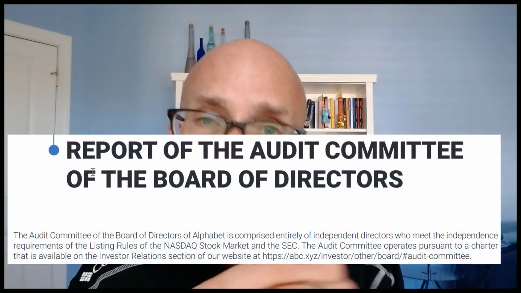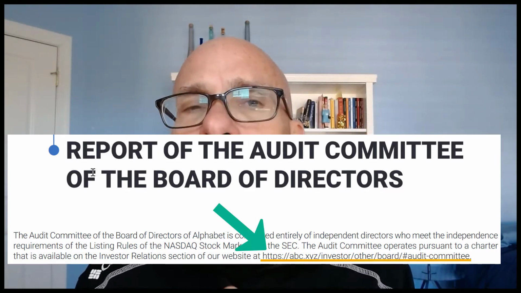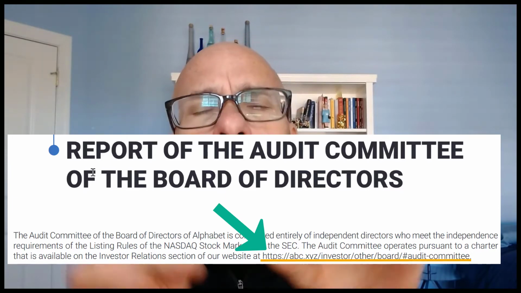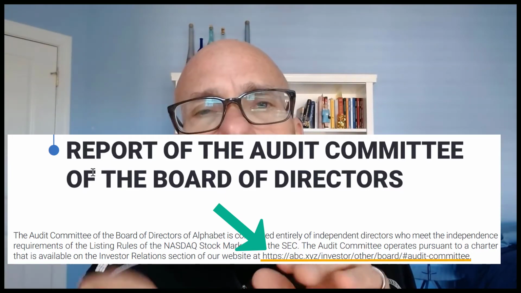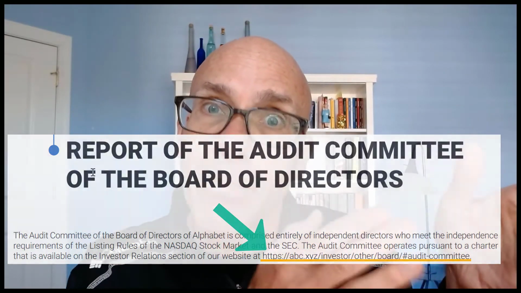So here's an example from Alphabet's proxy. It lists the URL right at the beginning of the audit committee report. The URL isn't required to be in the audit committee report, and practice varies about putting it in there. Sometimes it is, sometimes it's in a different part of the proxy.